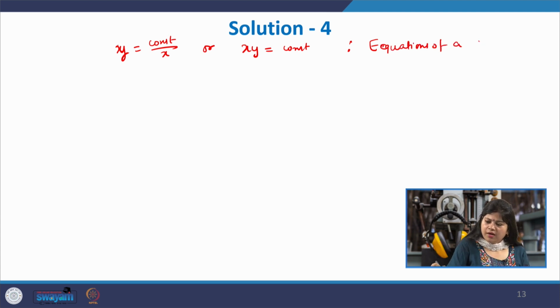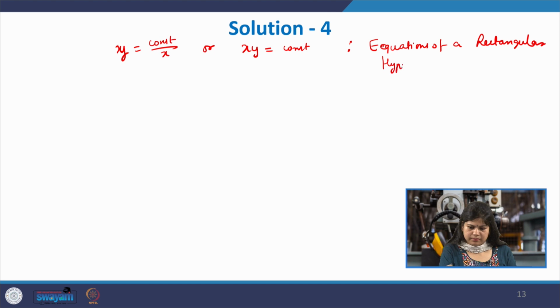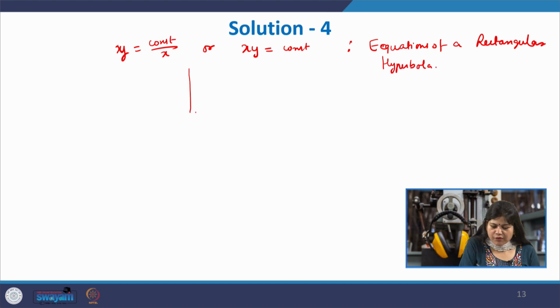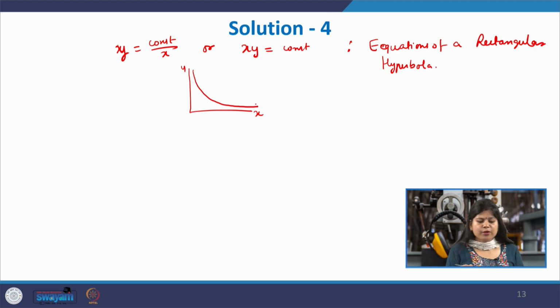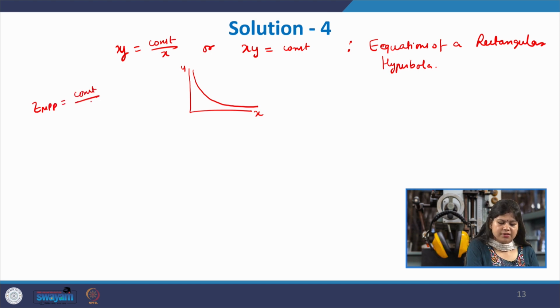of a rectangular hyperbola. Okay. So, this is the relationship between them, and the graph comes out to be like this, x and y, an asymptotic graph like this. In the same way, the same kind of graph will be there for Z of MPP equal to some constant by sigma.